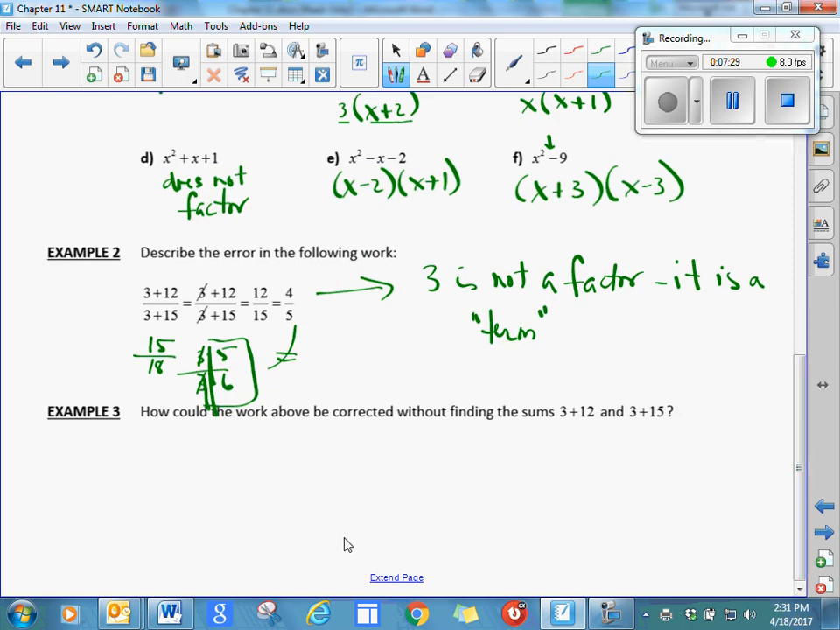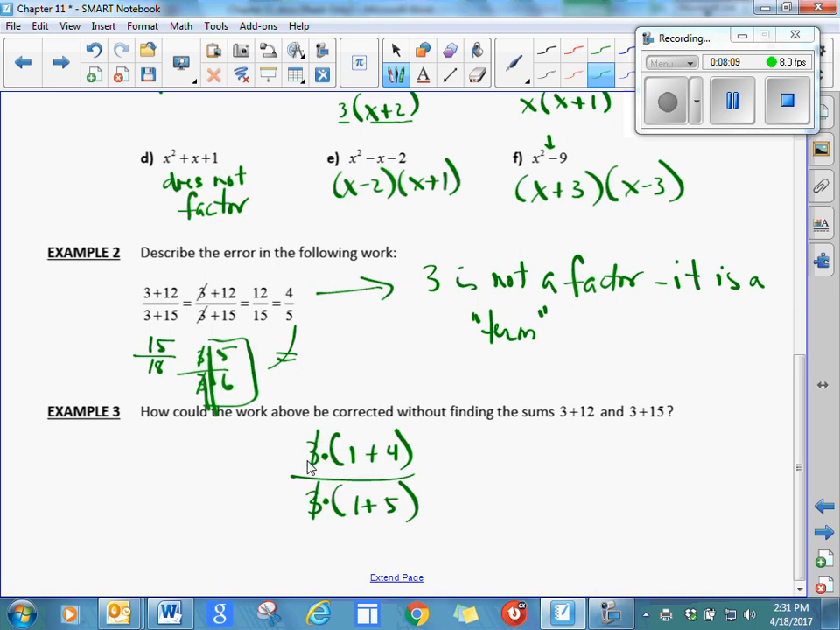It says, how could the work above be corrected when finding these sums? You can only cancel if you have a multiplication problem. So, you know, there's a number of different ways to make multiplication problems out of this. I don't know that this is really so particularly pertinent, but in the numerator, we could factor a 3 out and make that 1 plus 4. And in the denominator, 3 plus 15, again, we factor a 3 out and we make that 1 plus 5. And now the 3's will cancel because this is a multiplication problem.